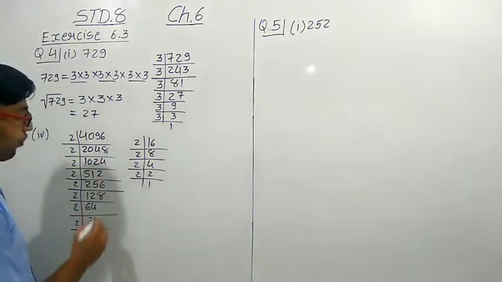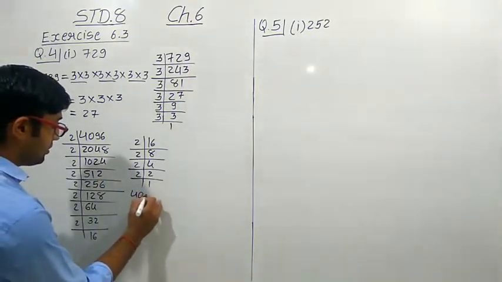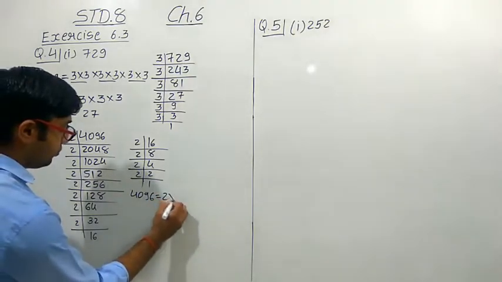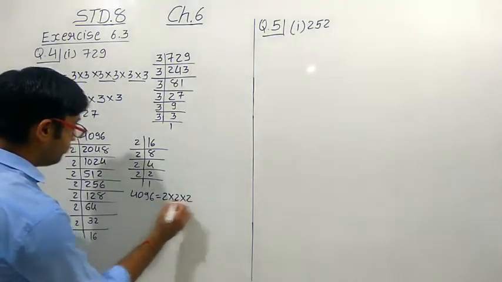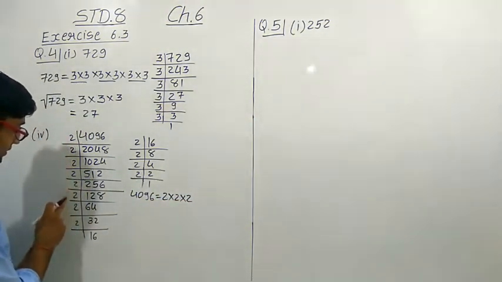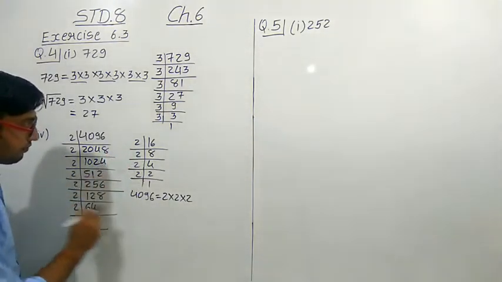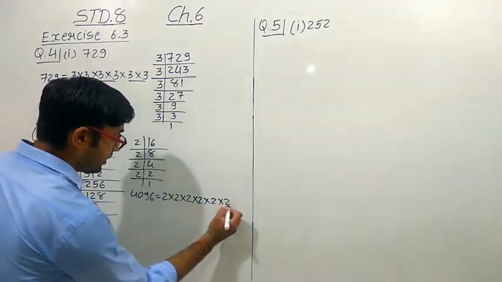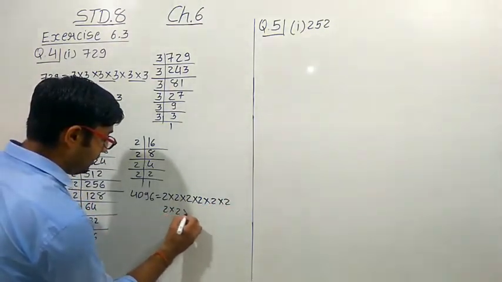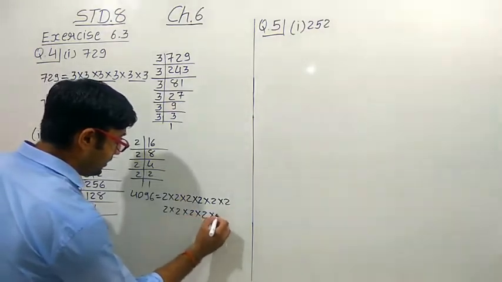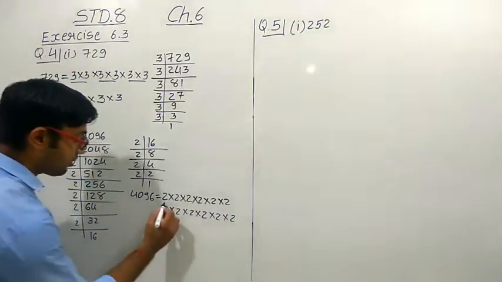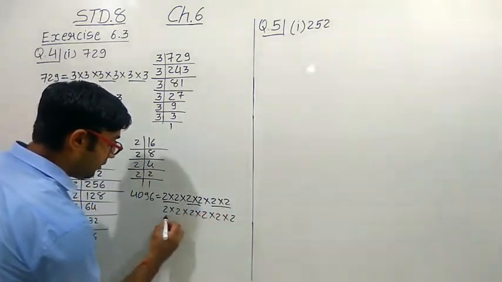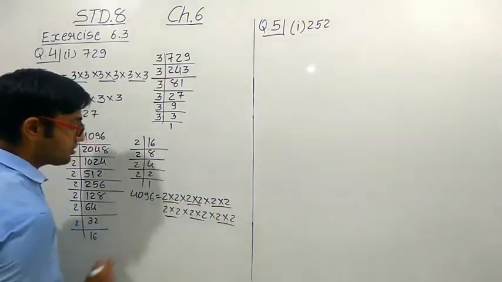So we can write down 4096 as a multiple of 2 into 2 into 2, 1 2 3 4 5 6 7 8 9 10 11 and 12. Now make the pair of the same factors. Here we get how many pairs? 6 pairs we get here.